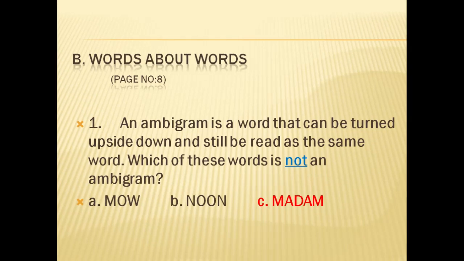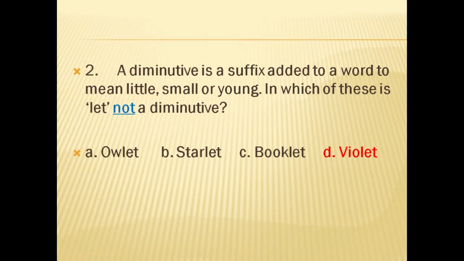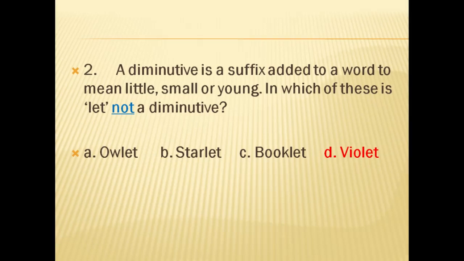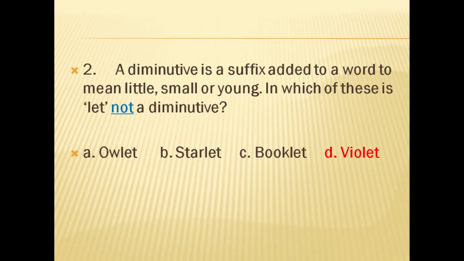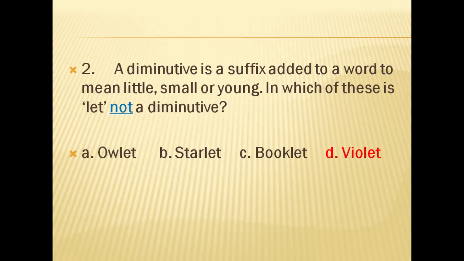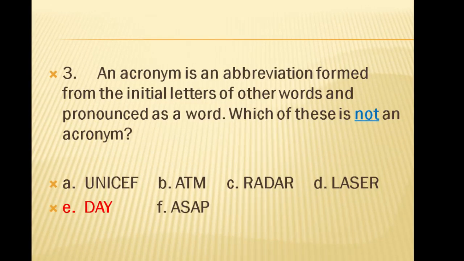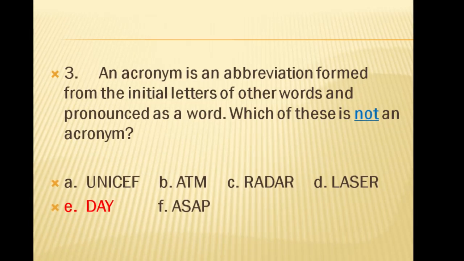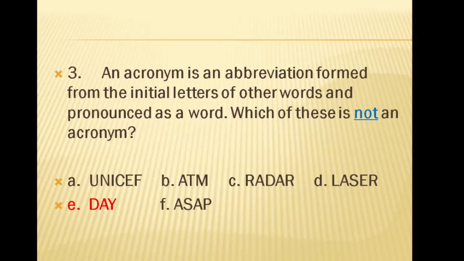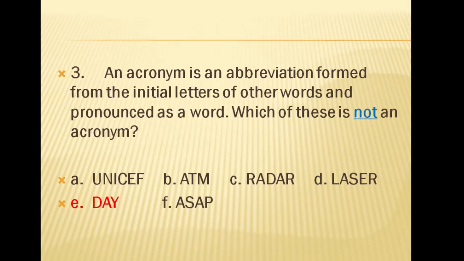The second question, a diminutive is a suffix added to a word to mean little, small, or young. In which of these is let not a diminutive? Violet. An acronym is an abbreviation formed from the initial letters of other words and pronounced as a word. Which of these is not an acronym? Day. Day is the answer.